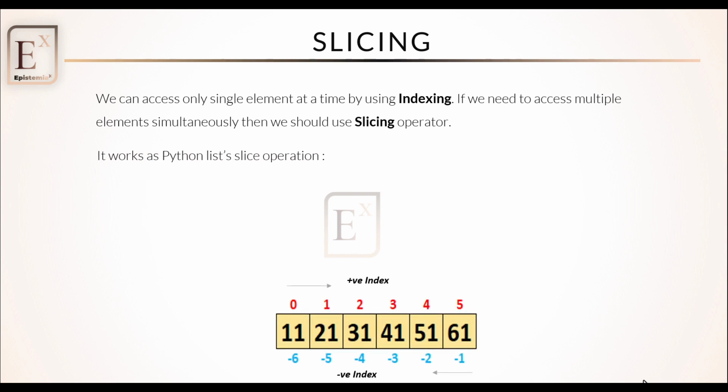Now look at this image. These are the elements, and these elements counting start from 0 for positive index or forward direction, and for negative indexing counting starts from -1 from backward direction. If you want to learn more about indexing, click on the I button above.